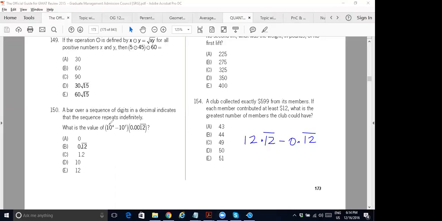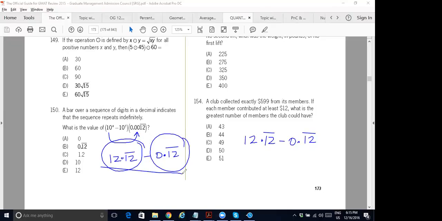Now 10 to the 4, if I open the brackets and multiply directly with 0.0012 bar, what will I get? I will get 12.12 bar minus 0.12 bar. So this is basically step 1, this is step 2, and subtract is step 3. So they have actually executed all 3 steps in a single statement. Did they just work backwards when they made this question? Yeah, correct.